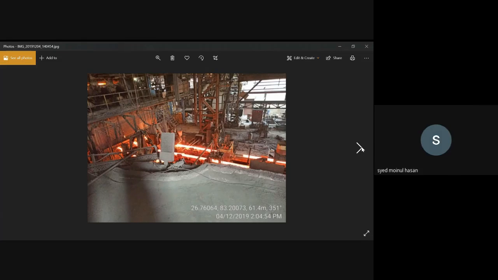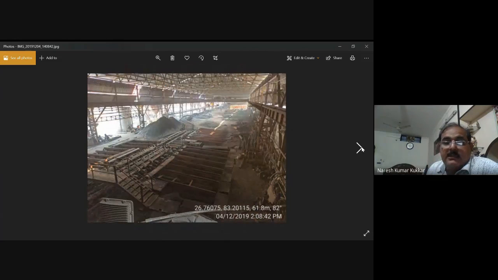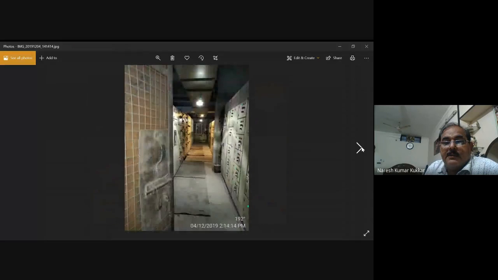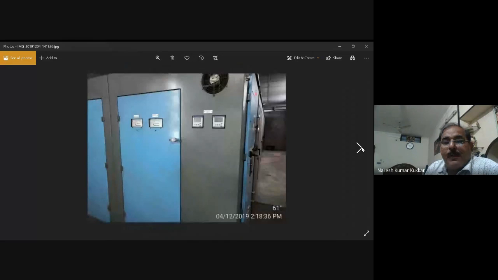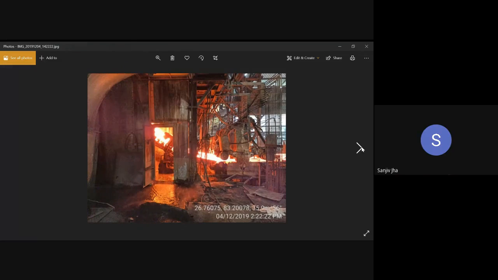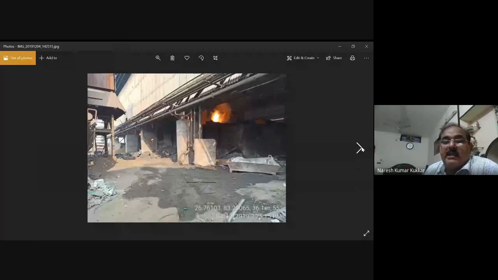Continuous casting. It's molten metal coming from the continuous casting machine. And now it's going straight to the billet mill. See. These are 4 furnaces. And this is a residue.